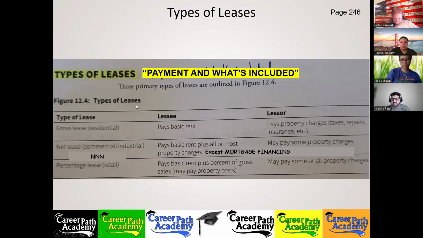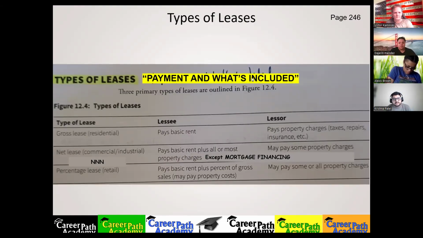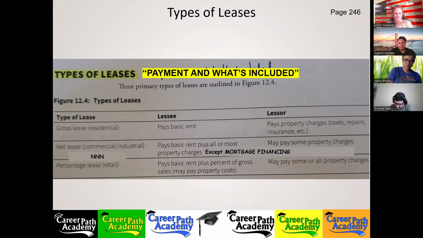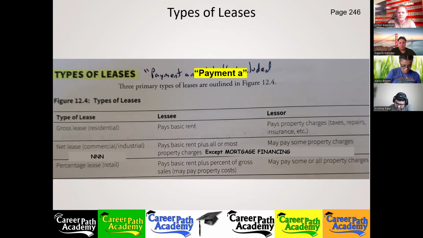Types of leases. I'm on the wrong page. So types of leases, and then right next to that, payment and what's included.